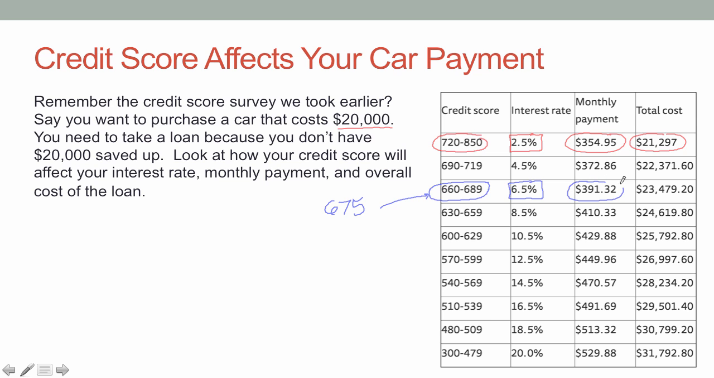Our monthly payment goes from $354 to $391. That's $37 more. That's a considerable amount of money. And over the whole life of the loan, we end up paying $23,479 instead of just the $21,000. That's over $2,000 more expensive. But it's the cost of not having as good a credit.